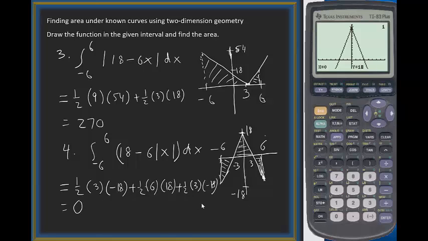And then after simplification, you get 0. So this is the net area represented by this integral.